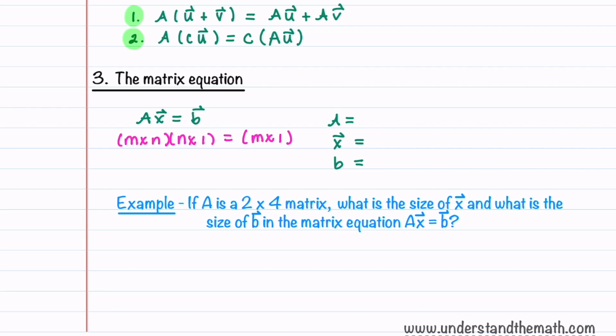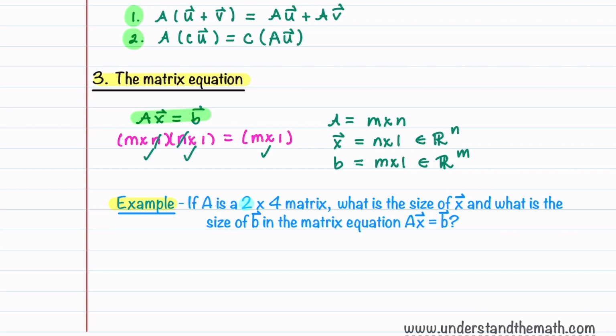Now that we know how to multiply a matrix times a vector, we can learn more about the matrix equation AX is equal to B. Our A is an m by n matrix. X is an n by 1 column vector, so it's an element of Rn. And then B is an m by 1 column vector and is an element of Rm. That's because when we multiply m by n times n by 1, we end up with an m by 1 matrix. Let's now do an example.